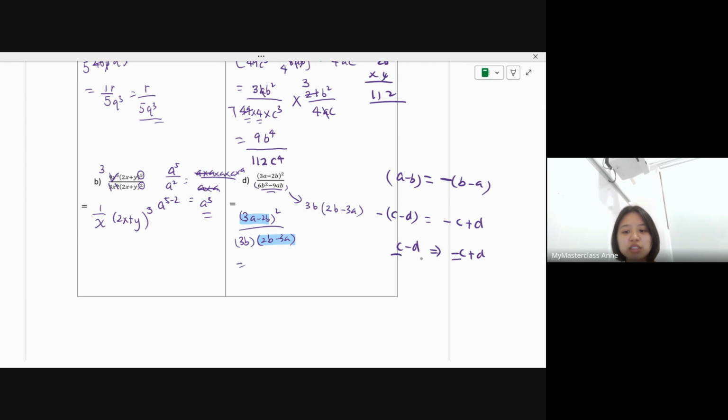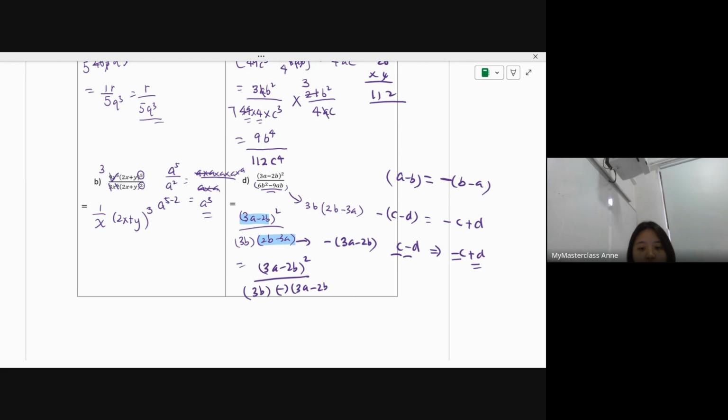Plus c becomes minus c, minus d becomes plus d. So you change the sign by putting a negative in front of the whole thing. In this case, 2b minus 3a, I can also write as negative (3a minus 2b). Can you see? So (3a minus 2b)² over 3b times negative (3a minus 2b).